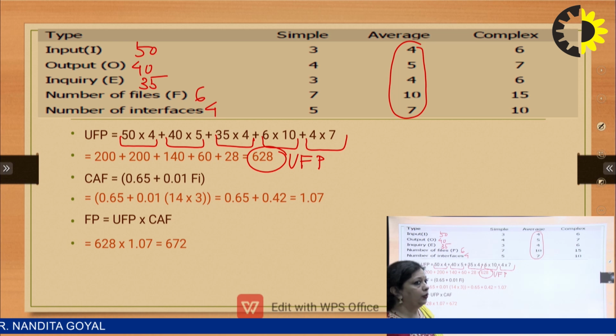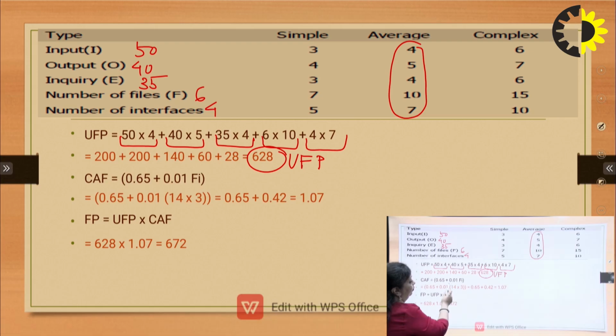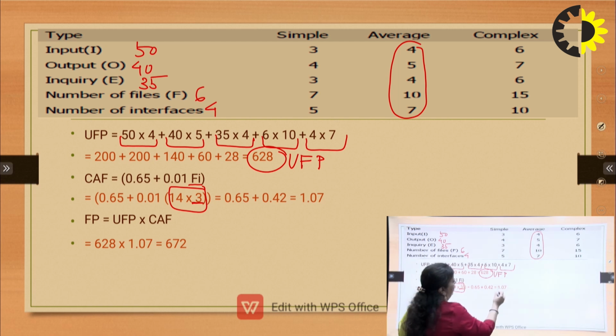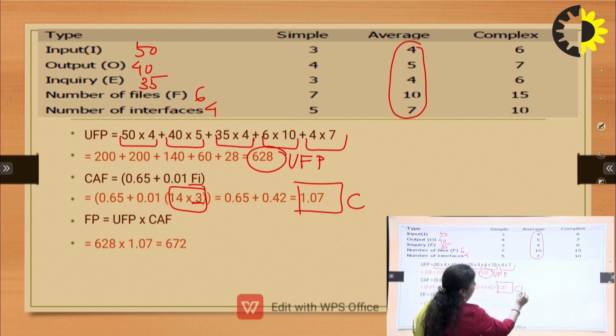Now I have to calculate CAF. For CAF, this was my standard formula, 0.65 plus 0.01 into the sum of Fi. Since in the question it is given that you have to consider all the factors, I'll be considering all the 14 factors, and that too on an average scale. If you look at the scale rating, which is a standard scale rating, for average the value was 3. So I have multiplied all the 14 factors by 3. So I get this value for my Fi. I substitute it here, and when I make the calculations, I get the CAF as 1.07.